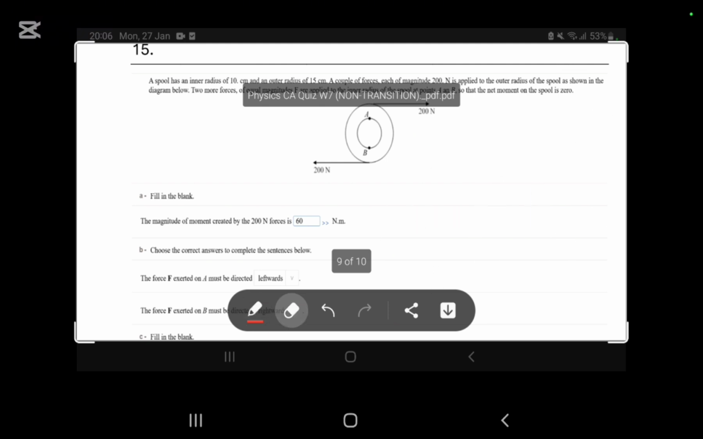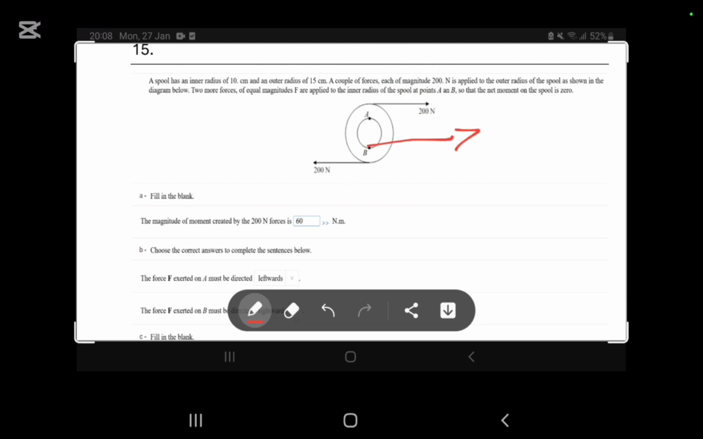The force exerted on A must be leftwards. The reason why the force F exerted on A must be to the left is so that this and this cancel out. And the same thing goes for B, like this. Then these two will cancel out. Part C.